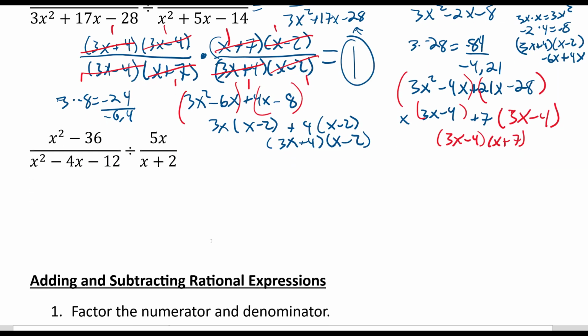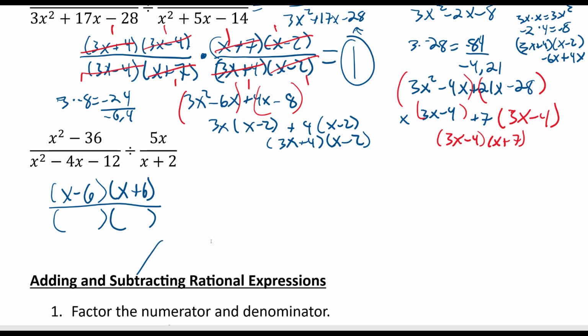The next one's not so hard. We have a difference of squares, so that factors to x minus 6 times x plus 6. And then we have down below x squared minus 4x minus 12. So if you needed to do this, negative 12, negative 4: negative 6 and positive 2. So x minus 6 times x plus 2. Then times the reciprocal, and that one's already in factored form, there's really nothing to factor: x plus 2 over 5x.